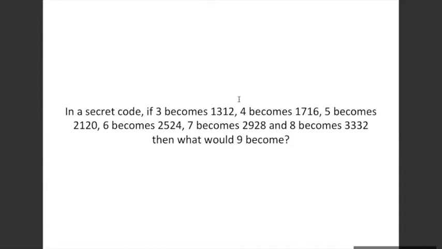There's also another relationship. 1312 plus 404 will be 1716. 1716 plus 404 will be 2120. 2120 plus 404 will be 2524. So every time you add 404, you arrive at the next number. That way also you can find what the next number will become. 3332 plus 404 will also be 3736, which is the answer. Both ways you will arrive at the correct answer here.